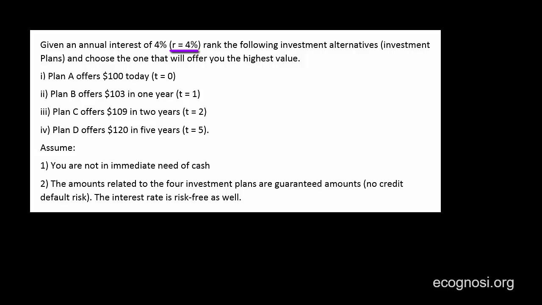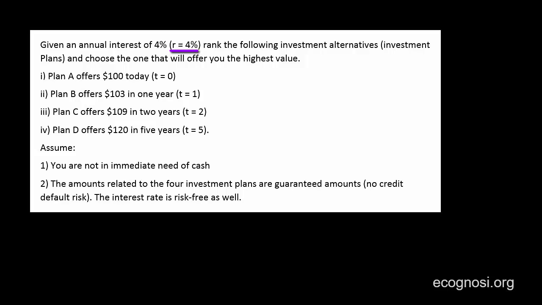Plan A offers $100 today, i.e. at t equals 0. Plan B offers $103 in 1 year, that is t equals 1. Plan C offers $109 in 2 years, t equals 2. And finally, Plan D offers $120 in 5 years, t equals 5.